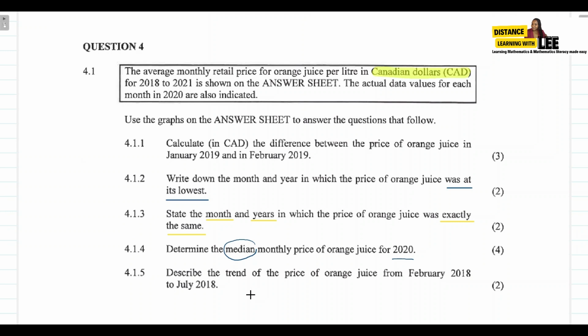Okay, so how do we calculate that? The first thing, guys, that we need to do is obviously get our data, extract our data, put it down on the answer sheet. Then we're going to arrange our data in ascending order from the smallest number to the biggest number. And then from there, we're going to start to look for the median monthly price of the orange juice. Okay, so let's do that.